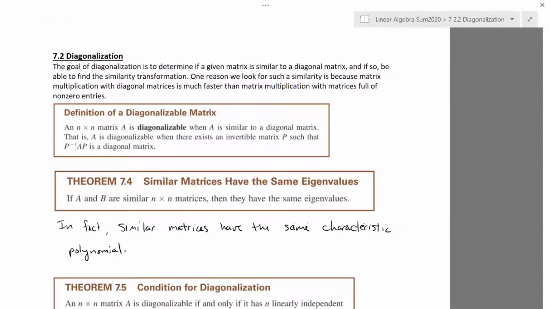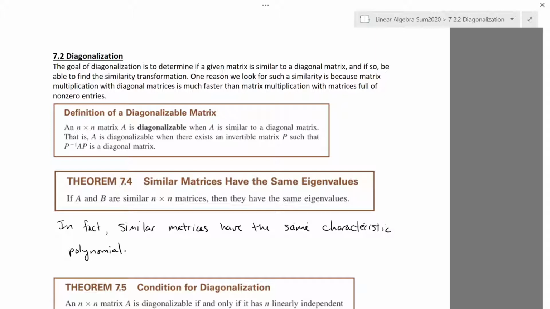In this video, we discuss diagonalization. The goal of diagonalization is to determine if a given matrix is similar to a diagonal matrix, and if it is similar, to be able to find the similarity transformation.